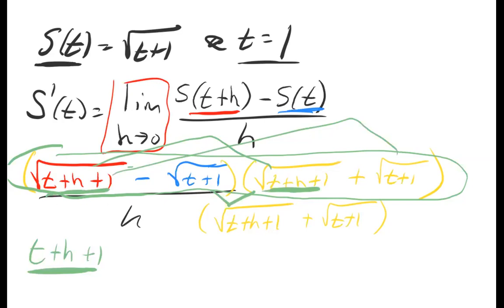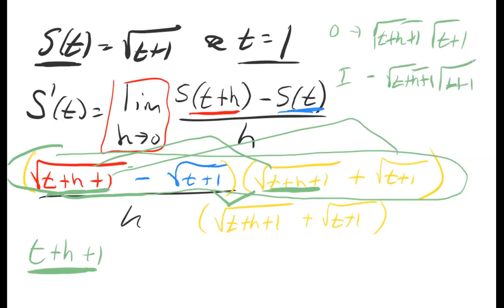Okay. I'll say the outside would be the square root of t plus h plus 1 times the square root of t plus 1. And then the inside is going to be the opposite of that. So they're going to be gone. It's kind of like a difference of squares. So that's why we did that. That's why rationalizing the numerator works.